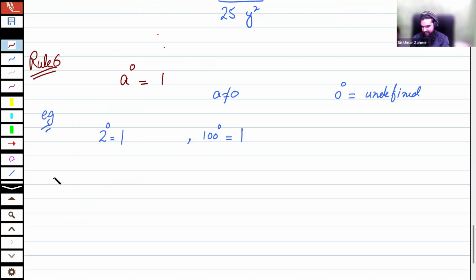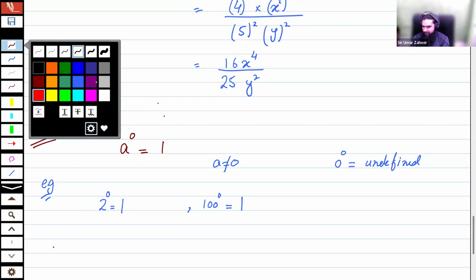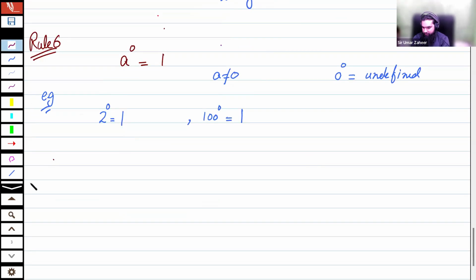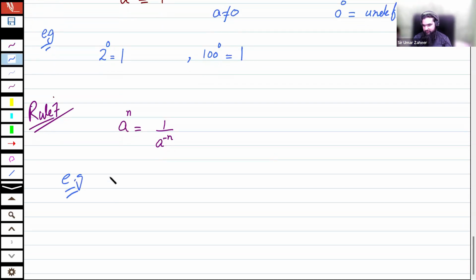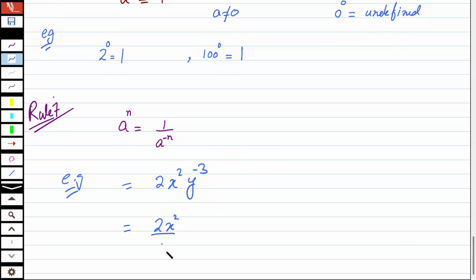Okay, in the same way, let's talk about the next rule, rule 7. It says that if you have any number having a power and you are moving from numerator to denominator or denominator to numerator, you just have to change the sign. For example, you have 2x squared y raised to power minus 3. If I move y into the denominator, it will become 2x squared divided by y raised to power 3.